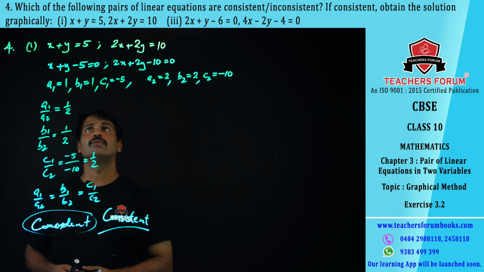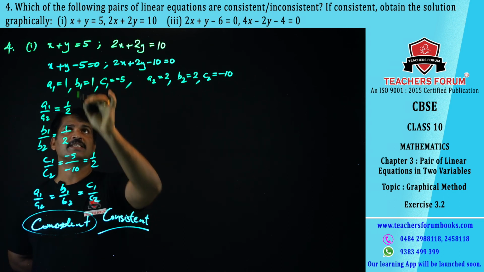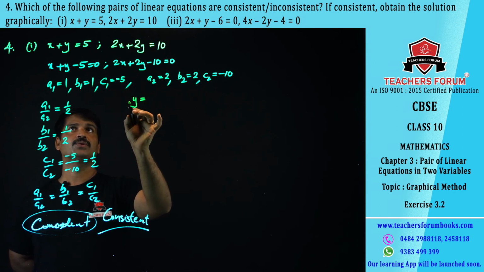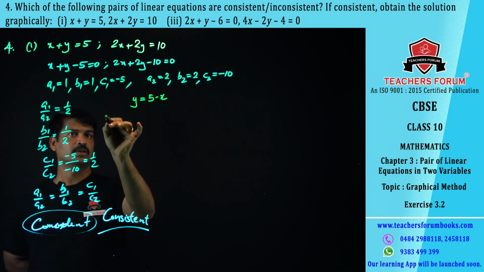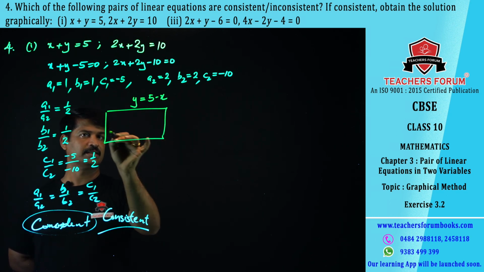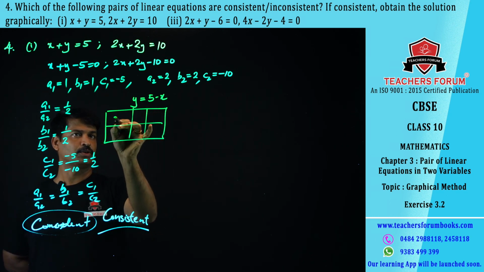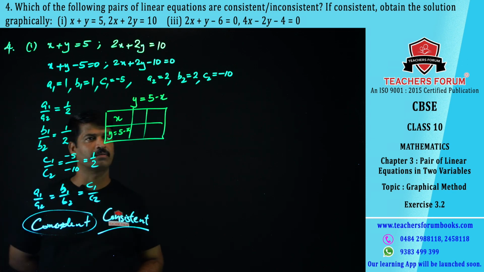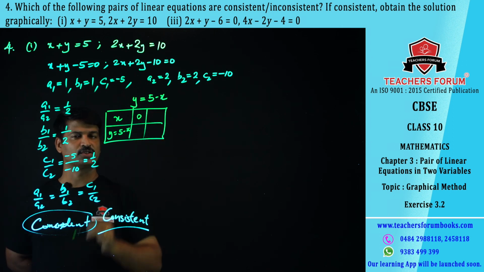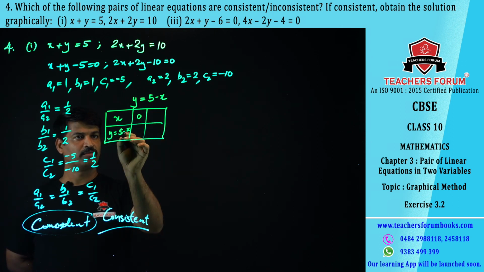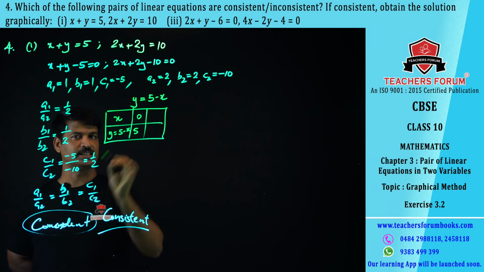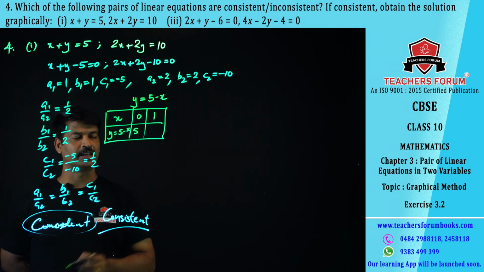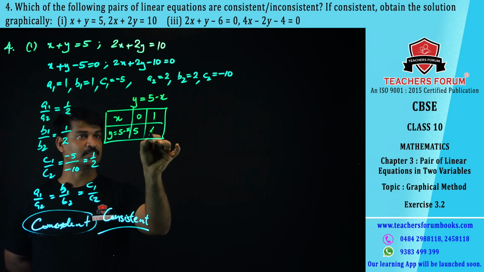Now from the first one, that is x plus y is equal to 5, you can find the value of y. Y is equal to 5 minus x. Now you have learned this in class 9. Let us put here x. You can give any values here. Let us put x as 0, then y is 5 minus 0, that is 5. Now you can put x as 1, then y is 5 minus 1, that is 4.